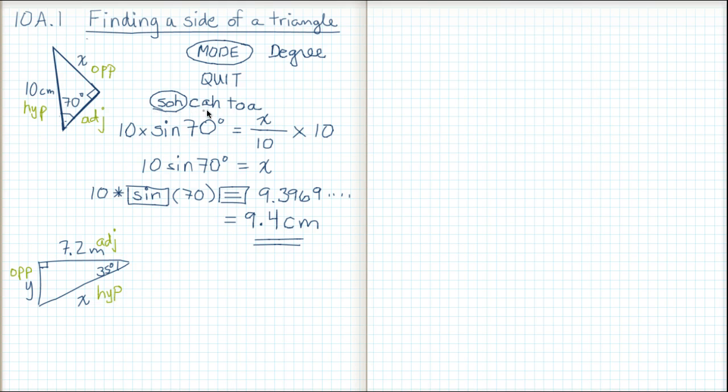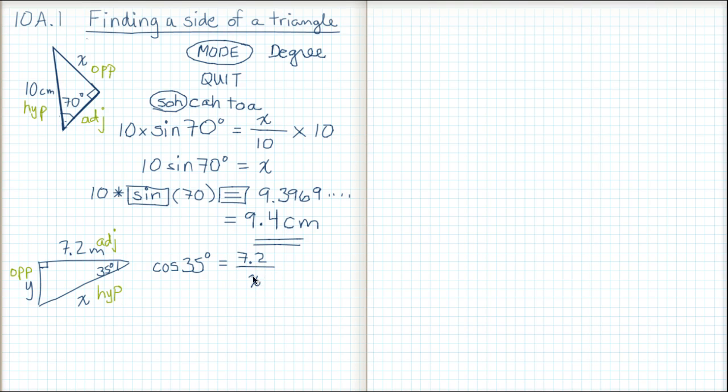So I go through my SOHCAHTOA and look for which ratio involves the adjacent side and the hypotenuse, and that's this one here. So this is going to be a cosine ratio. So I set up cosine of 35 degrees and make that equal to the adjacent side. That's 7.2 divided by the hypotenuse. That's x.